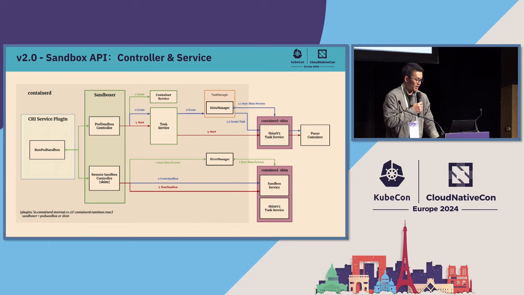So if you choose the external sandbox controller here, you will see the workflow is very simple. We just set up a shim process and just call create sandbox. All the detail is behind the Kubernetes shim implementation, so it is up to the shim author. We don't need to care about how to create a sandbox environment. So this is about the sandbox API.